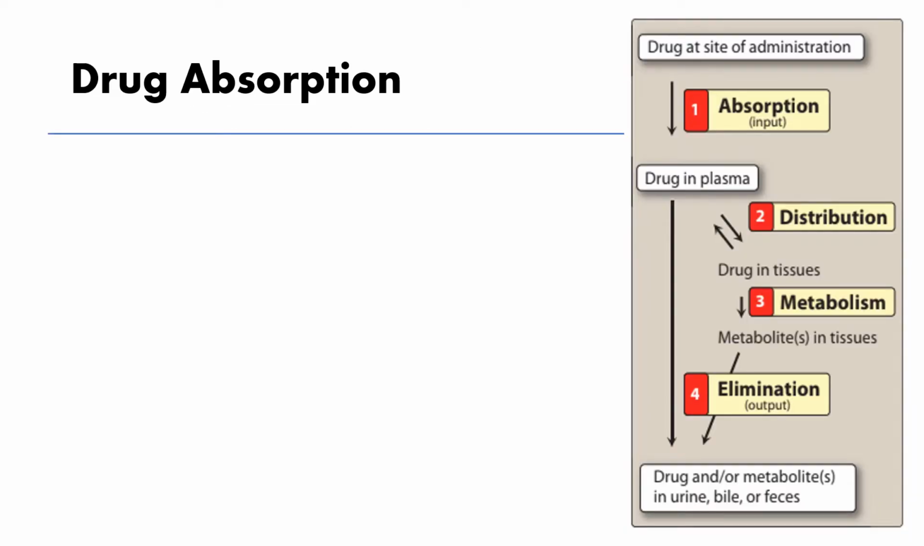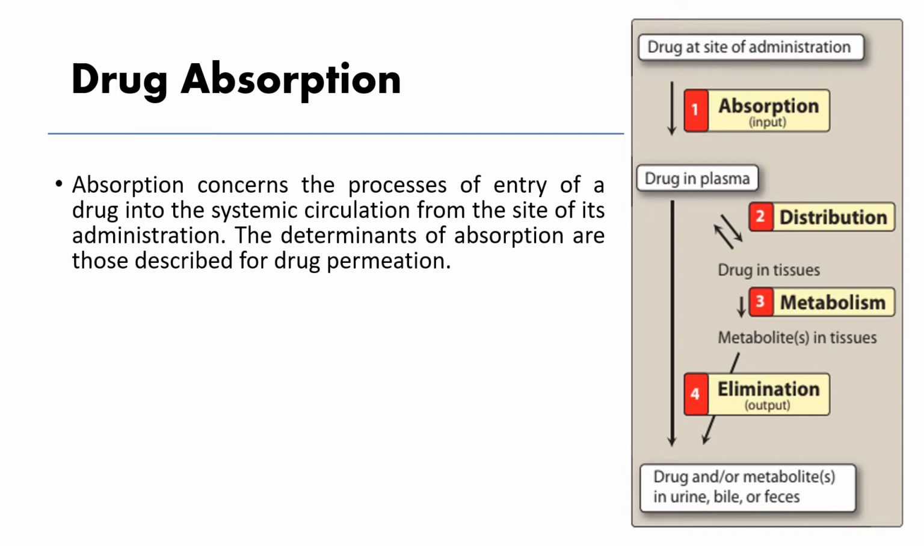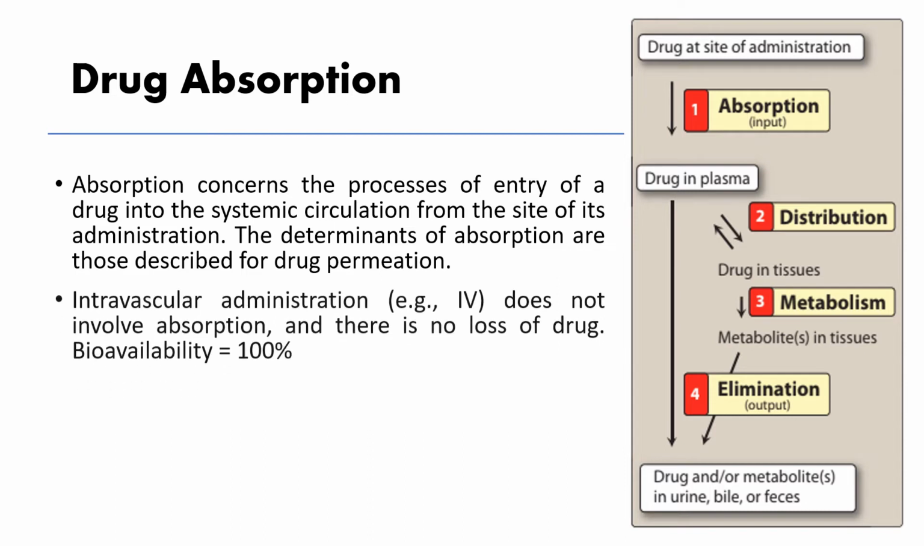Drug absorption. As we said before, drug disposition takes place in four steps: absorption, distribution, metabolism, and elimination. Starting with absorption. Absorption concerns the process of entry of drug into the systemic circulation from the site of its administration. The determinants of absorption are those described for drug permeation.